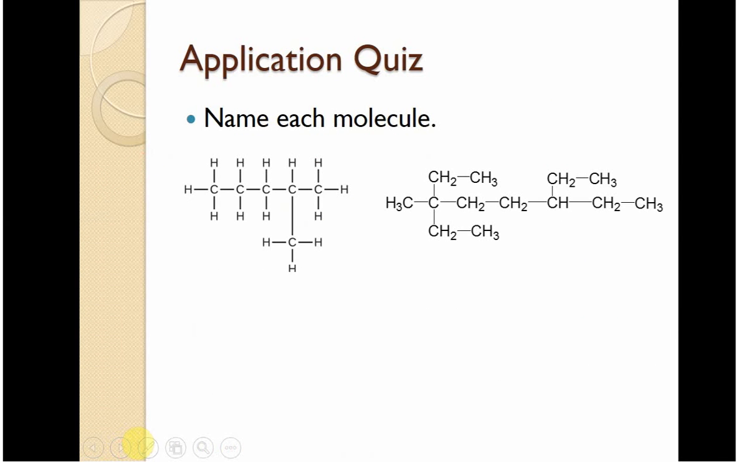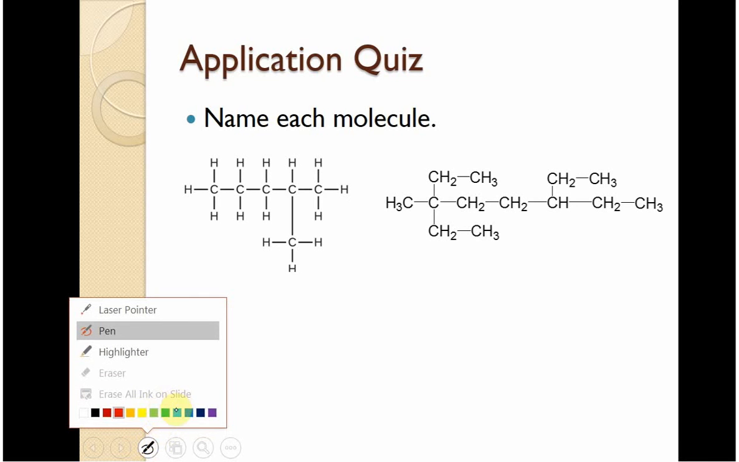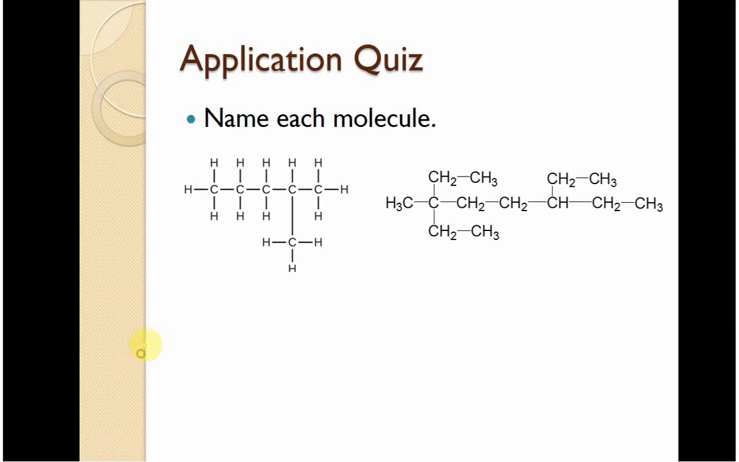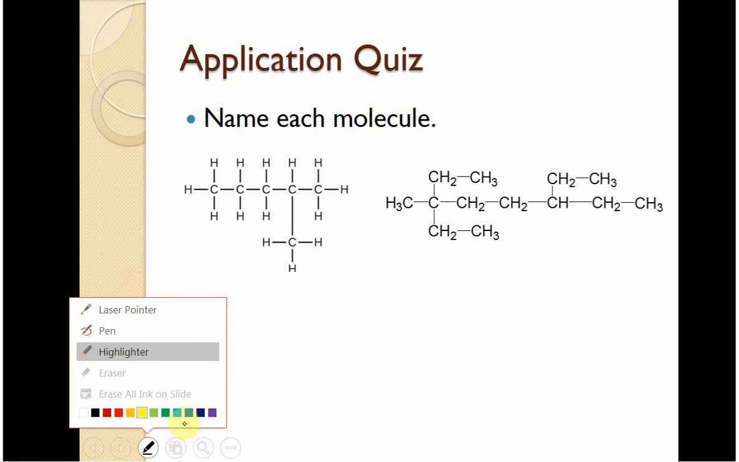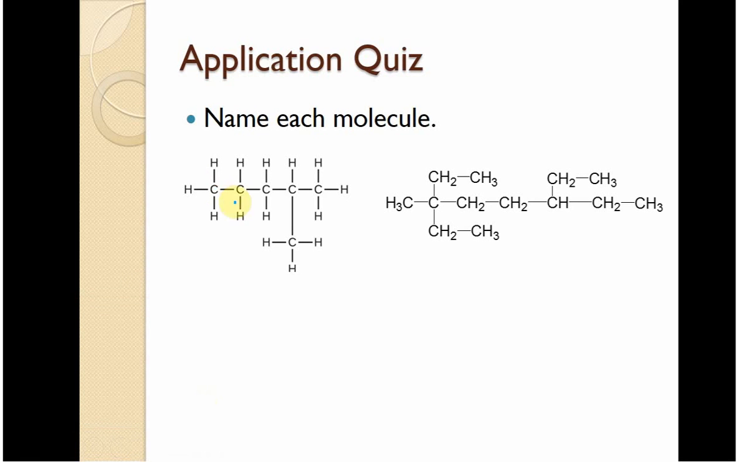Now, here we have a little bit more complicated molecules. We've got some alkyl substituents, and so I'm going to be a little difficult here. I'm going to show you how you can count differently. I'm going to do this one. If I counted 1, 2, 3, that's probably not the longest chain. I can count 1, 2, 3, 4, 5. That might be it. Either way, I'm actually going to do it this way.